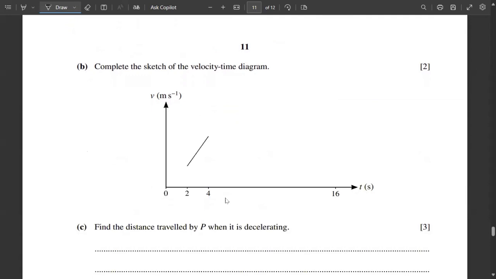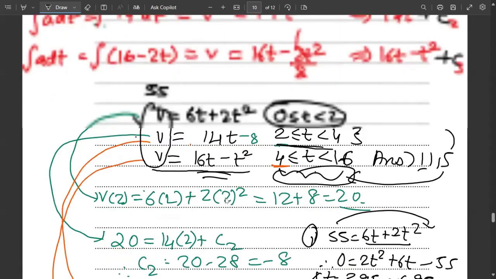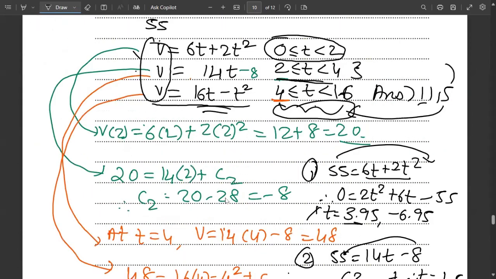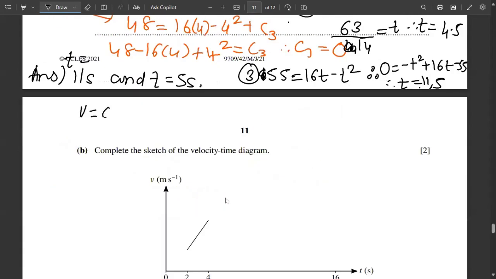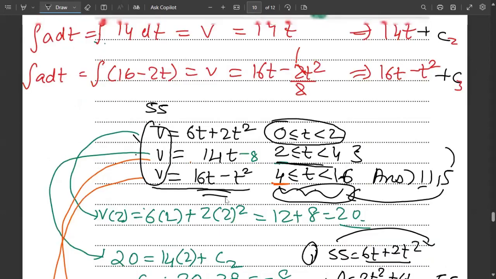Complete the sketch of the velocity time graph diagram. No problem, can be very easily done. I'll rewrite these equations again. v equals 60t plus 2t square. This is for time 0 to 2, right? Yeah.